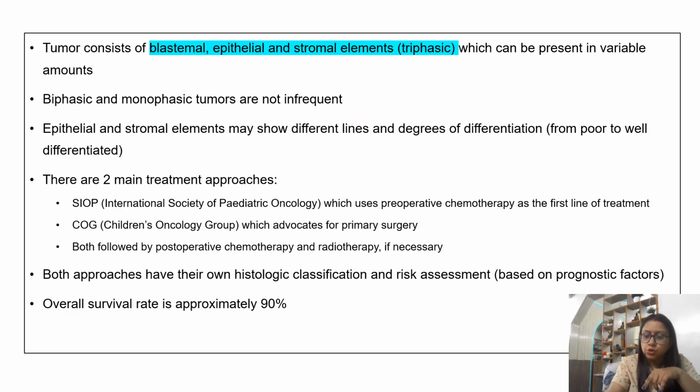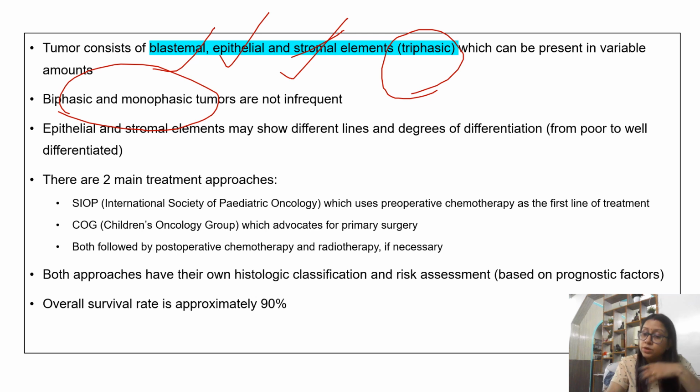Now, this Wilms tumor, what is the importance? They have a triphasic feature. That is, you can see blastemal, epithelial, and stromal components in variable amounts. Sometimes you may see more stroma, sometimes more epithelial component, sometimes more blastemal. So biphasic and monophasic patterns are not infrequent. Biphasic means with two components. Monophasic means only one component is predominantly present.